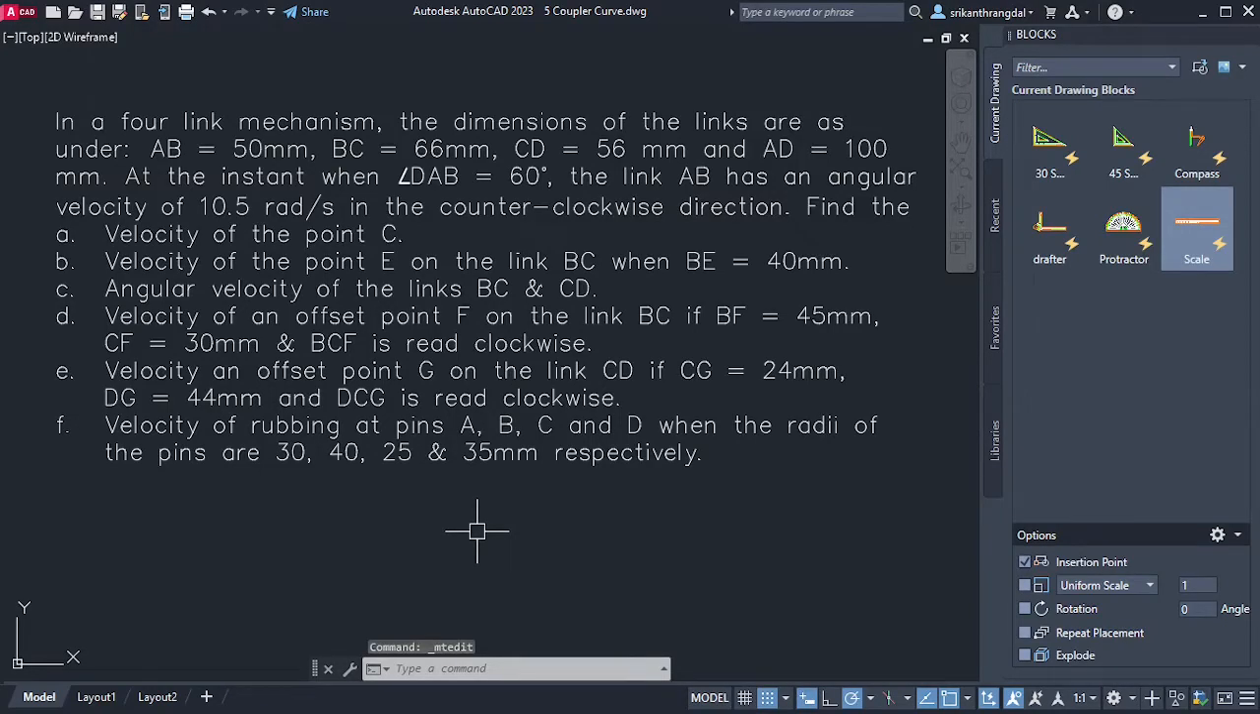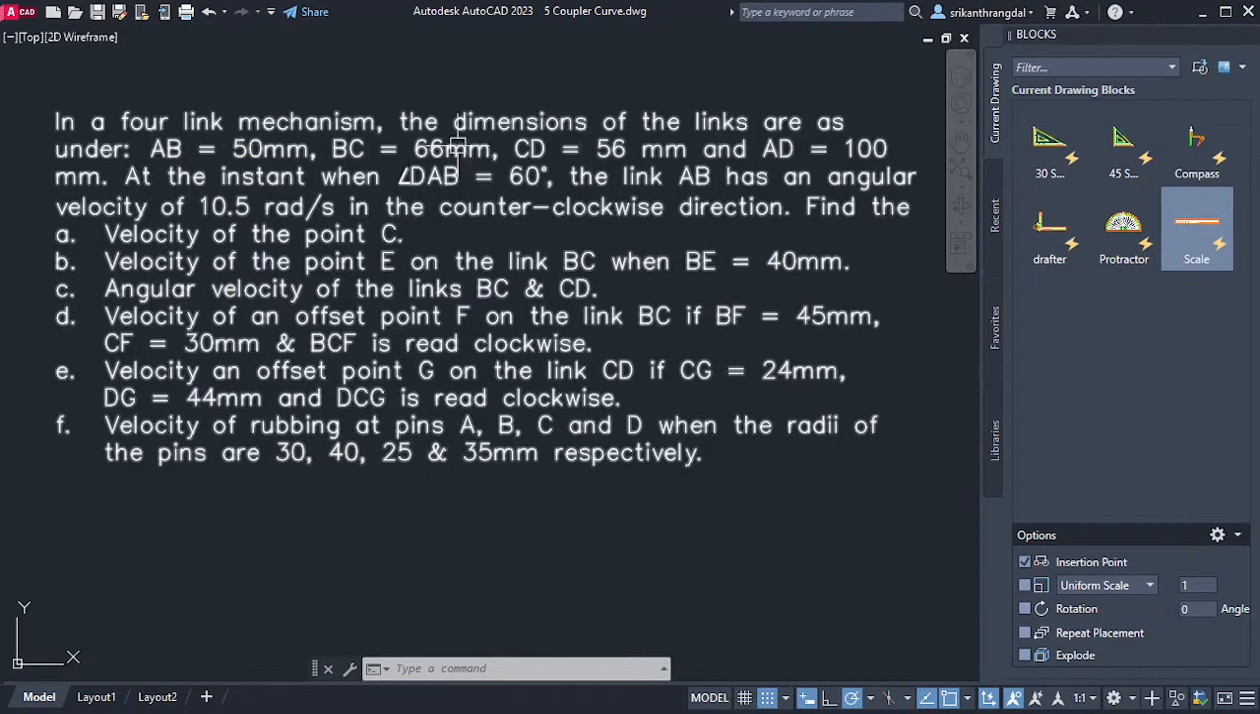Namaste everyone. In this video we'll be doing a problem on velocity analysis on a four-link mechanism, and the question that we'll be solving is given here. You can see all the dimensions of the four links have been given. One of the angles has been given, and the velocity of one of the links has been given. And we are supposed to find the velocity at various other points.